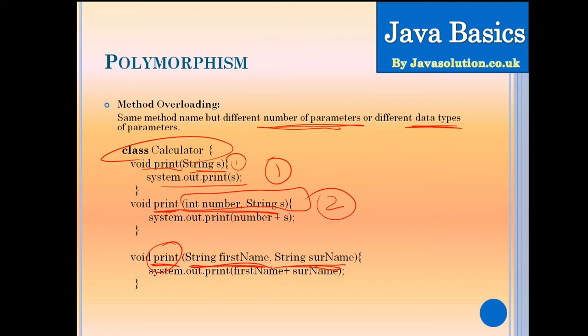So in a nutshell, overloading is a mechanism where you can use the same method name, but you can change the number of parameters or the types of the parameters.